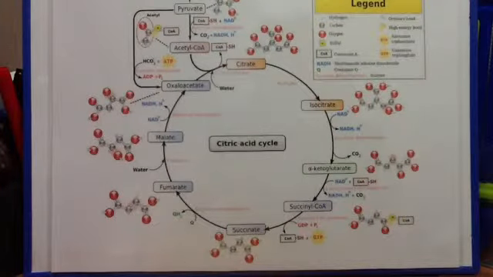Regarding the structure of redox coenzymes, describe how NAD+ accepts protons and electrons. It accepts one proton, which is a hydrogen ion, and two electrons. That's for NAD. Regarding the structure of redox coenzymes, describe how FAD accepts protons and electrons. It accepts two protons, which are hydrogen ions, and two electrons.